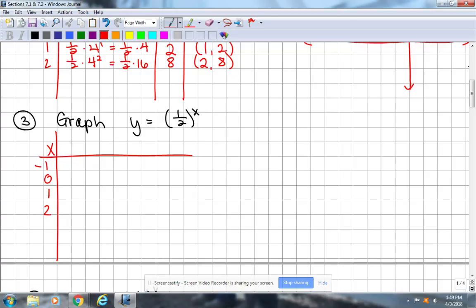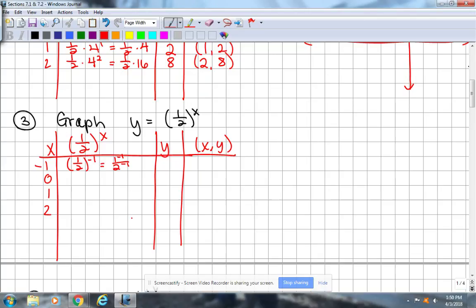So 1/2 to the x power. And then we'll have y's, and we'll get our ordered pairs. The first one is the most difficult, that negative exponent. So remember, for a fraction, everything gets the exponent, right? So it's 1 to the negative 1 and 2 to the negative 1. And what do we do with negative exponents? Right, you move them to the other part of the fraction, so that's going to be 2 over 1, which is 2. So that's negative 1, 2. And that's the most difficult one.